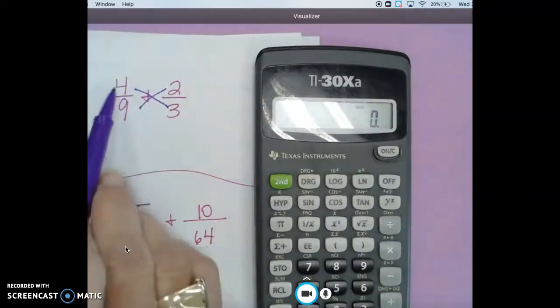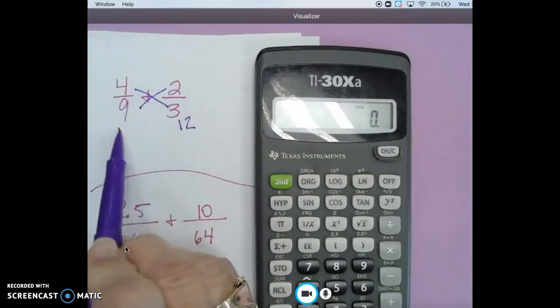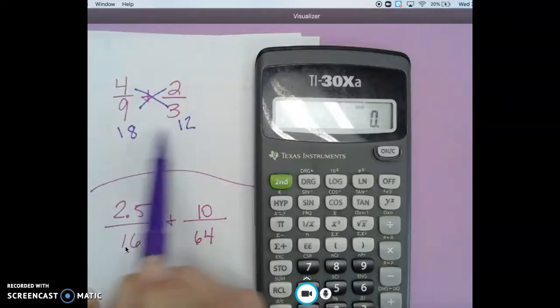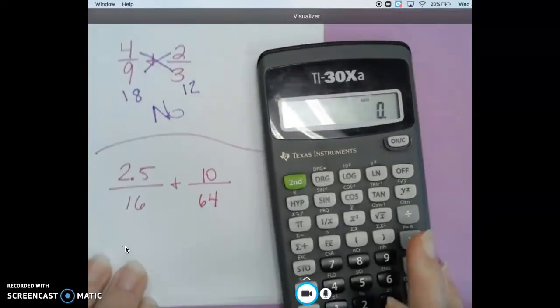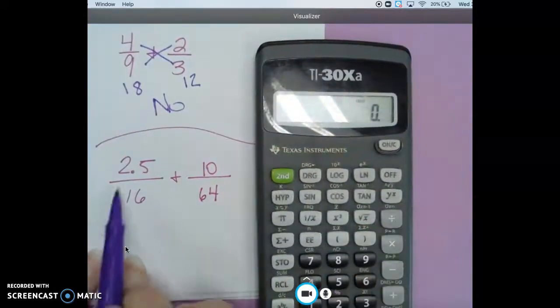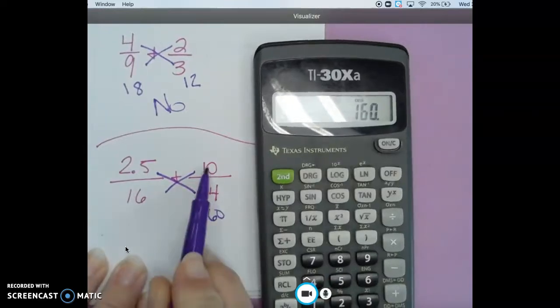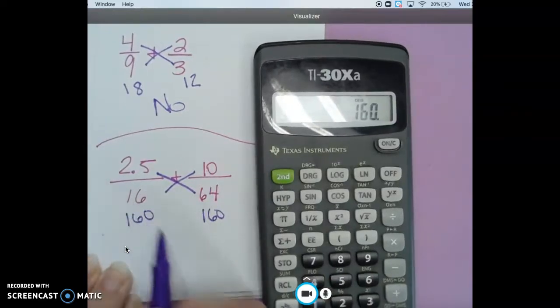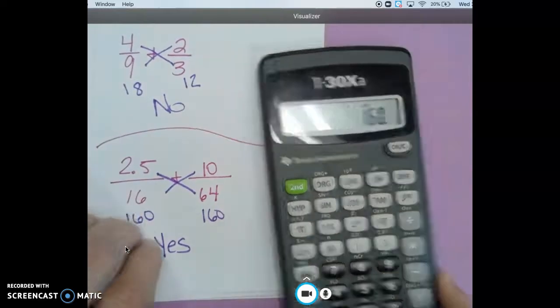So if we do 4 times 3, we get 12, and 2 times 9 is 18. Since those numbers are different, that would be no, it is not equal or proportional. If we move on to the second one, if we do the diagonals again, 2.5 times 64, we get 160. And then 10 times 16 is also 160. So then this would be, yes, they are proportional. All right, that's what we did last week.